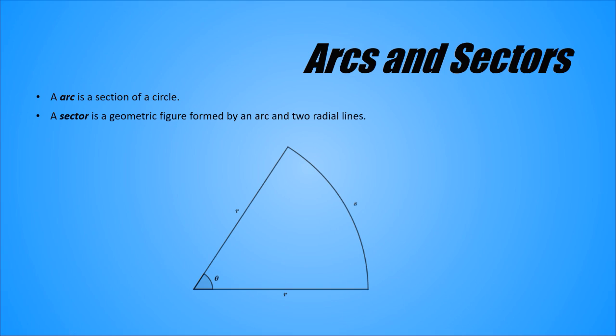The arc length, S, is found using a neat little formula, S equals R theta. But there's one catch. In order for this formula to be valid, theta must be in radians. It is possible to develop a formula for arc length where theta is in degrees, and here it is, but this is ugly, and we're going to forget about it and never speak of it again.